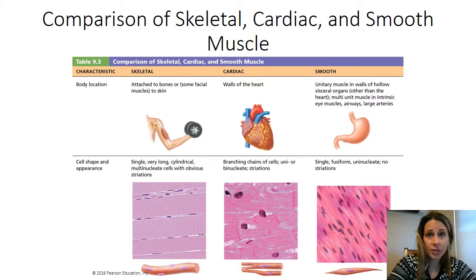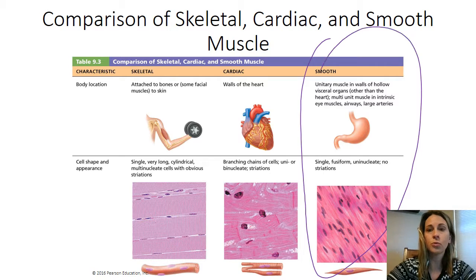First thing you need to know is that we have three types of muscle, which compared to some of the other tissue types is probably very reassuring. Okay, there's only three, yay. So let's talk about who's there. Let's actually start over here with the smooth muscle group.